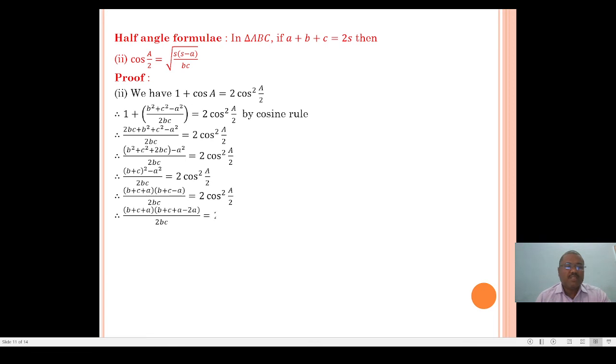So (b plus c plus a) into (b plus c plus a minus 2a) upon twice bc equals 2 cos square A by 2. So we get 2s into (2s minus 2a) upon 2bc equals 2 cos square A by 2. So s into s minus a upon bc equals cos square A by 2, and taking square root we get cos A by 2 equals root of s into s minus a upon bc.